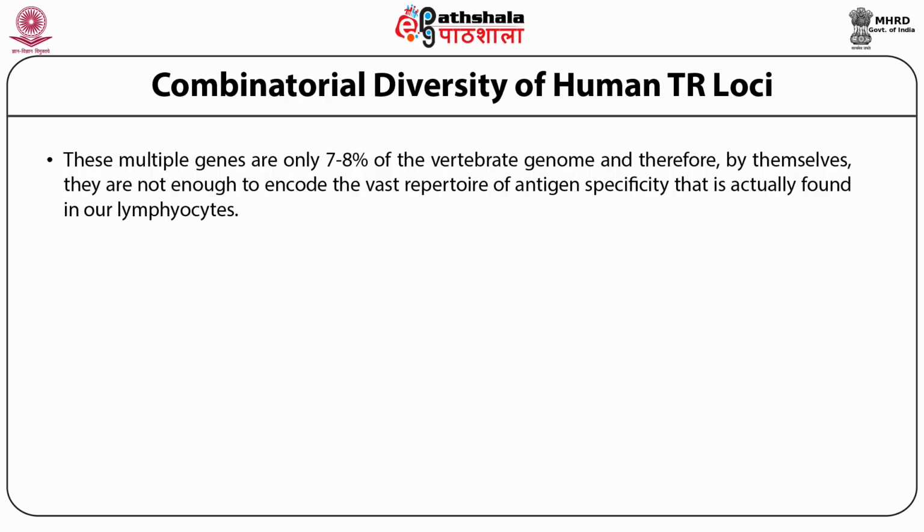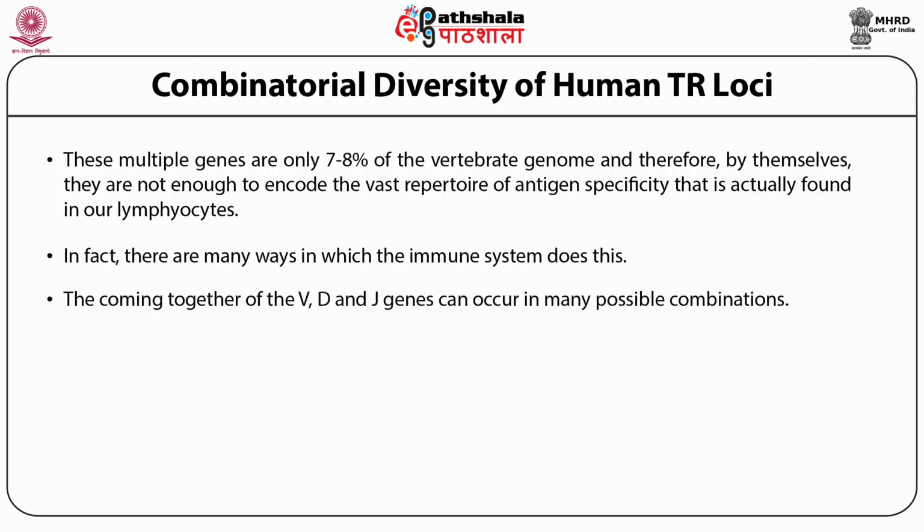So how is the immune system generating so many antigen specificities? In fact, there are many ways in which the immune system does this. And one of the most important ways is combinatorial diversity. To explain combinatorial diversity, I'll remind you that the antigen binding site of an immune receptor molecule is composed of V, D, and J genes. The coming together of these genes can occur in many possible combinations.